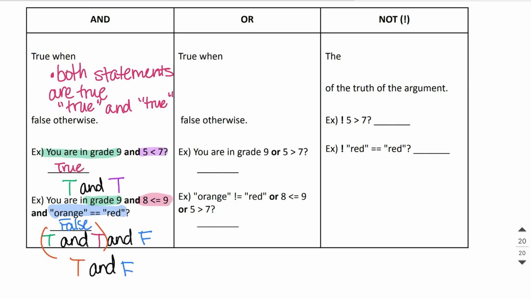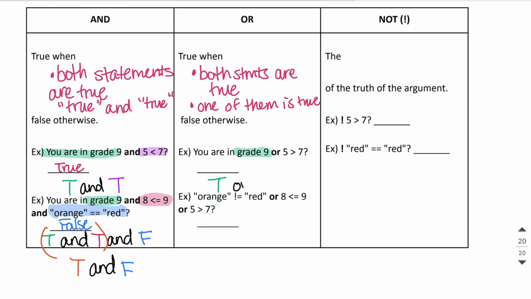Now, an or statement is true when either both statements are true or one of the statements is true. Otherwise, it's false. In other words, it's only going to be false if both statements are false. So, our first example right here says you are in grade 9. That is a true statement.